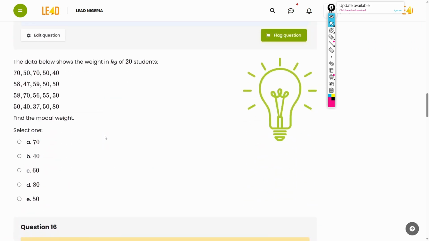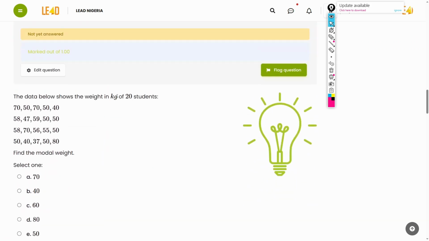All right, 15 says, the data below shows the weight in kg of 20 students. Find the modal weight. Okay, so modal weight means the mode, right? So what's the mode? Mode means most occurring.